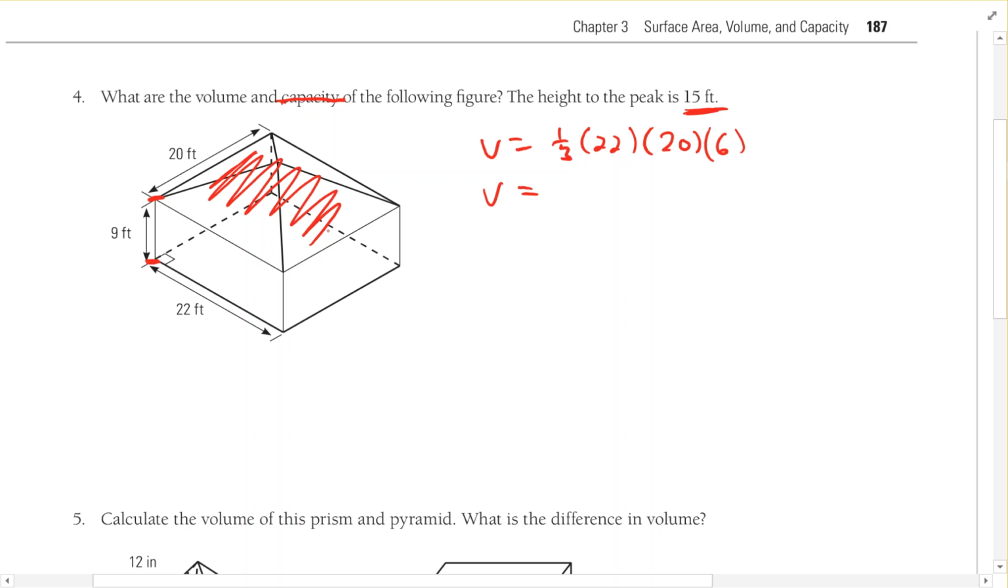Hopefully you can kind of see that. That's the red part up top here, right? Just the peak of our roof. And we used our height of 6 because it's got to be 15 minus the height of this, right? Because it was 15 from the bottom to the top there.